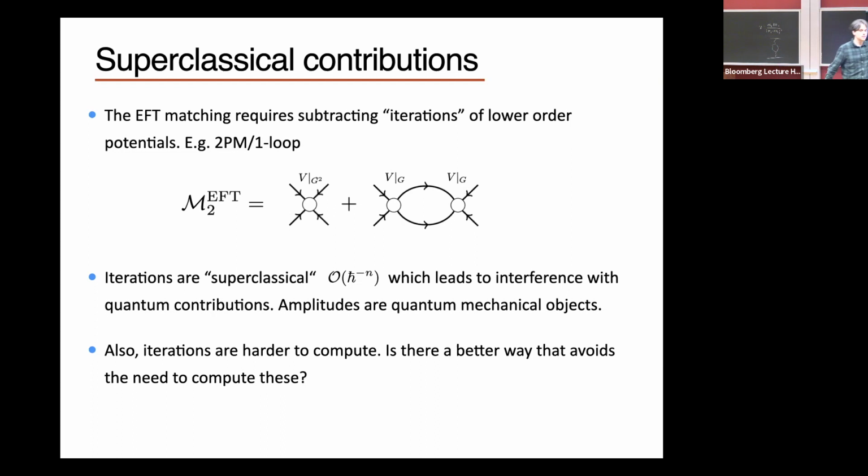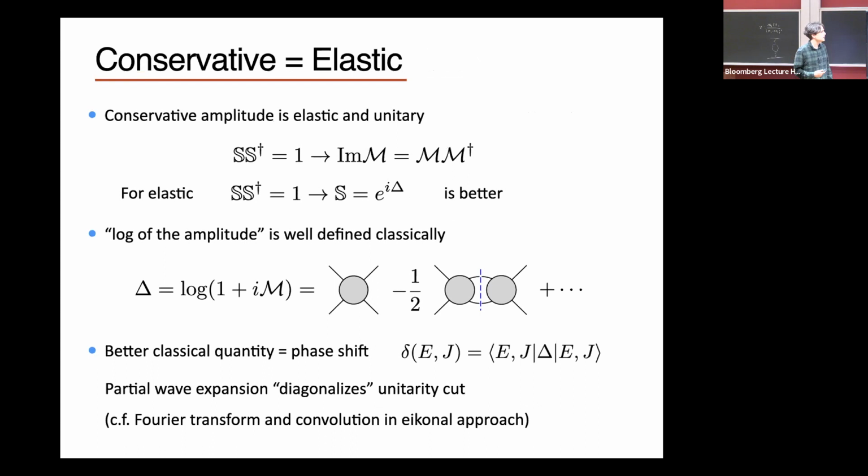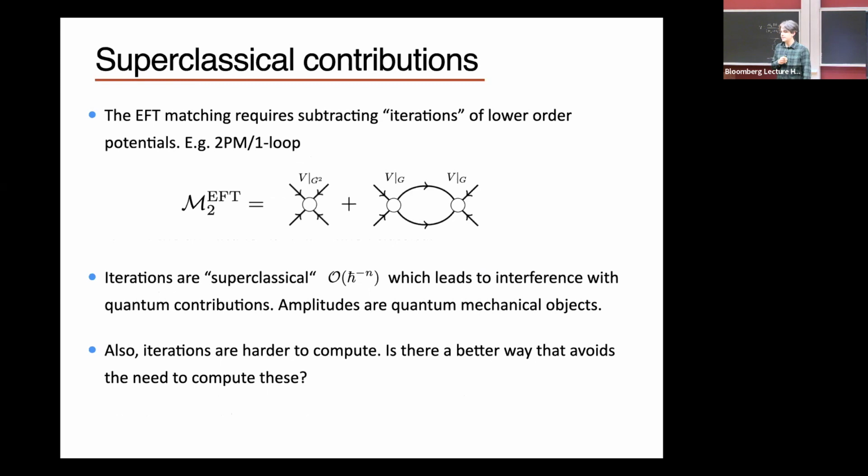For instance, at order g squared, there's the honest g squared correction to the potential, and there's the iteration of the g interaction, just like if you do perturbation theory in non-relativistic quantum mechanics. It's exactly the same thing. So we need some strategy to get rid of this, and the strategy is to think about amplitudes again. It's as if you had the eikonal approximation, you expand the S, but even in the eikonal you have an infinite number of terms, and you don't care. This is precisely what I'm going to mention here.